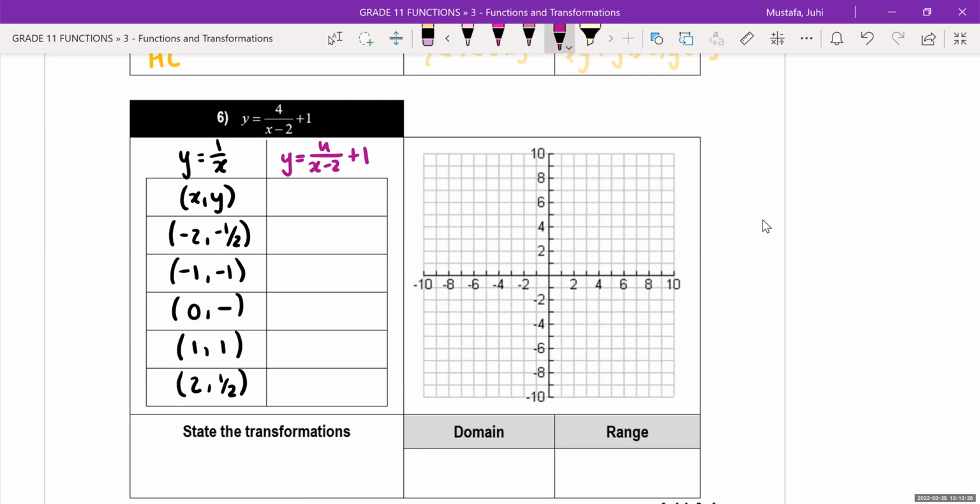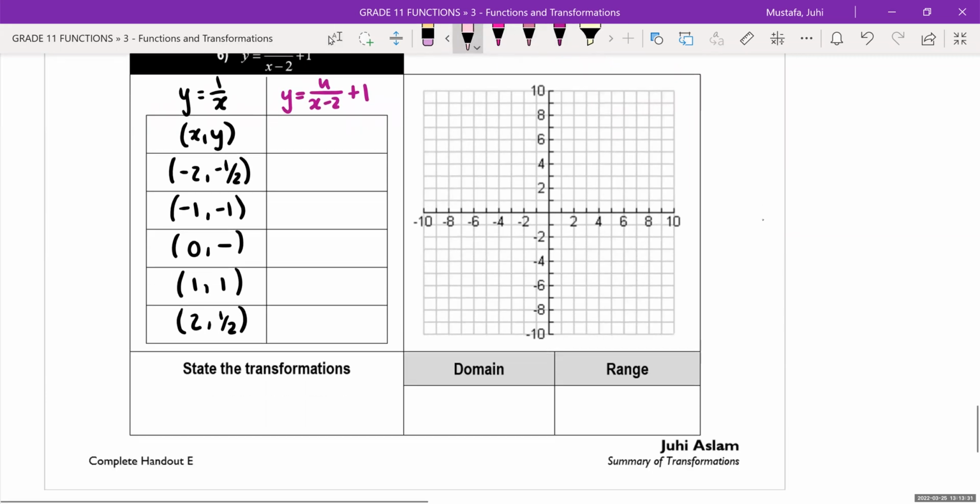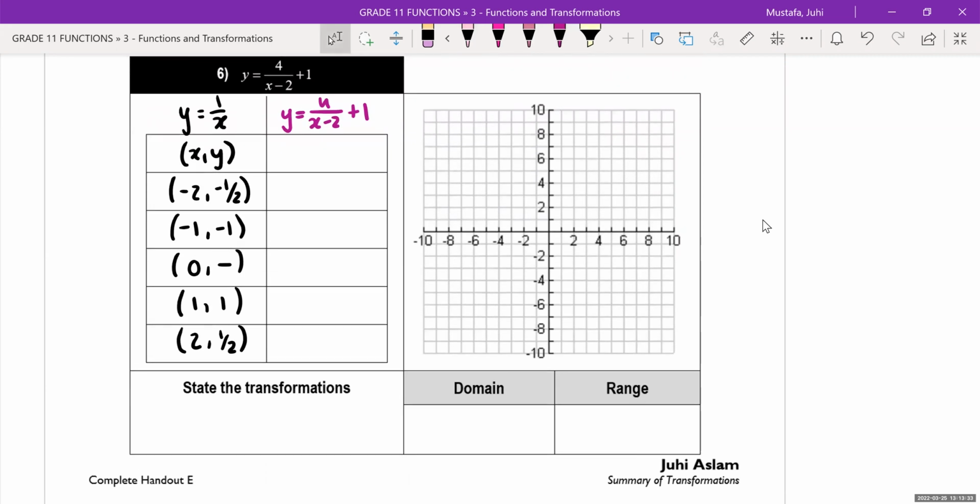So let's list our transformations while we're here. The 4 represents a vertical stretch by a factor of 4. x minus 2 tells me there is a horizontal translation 2 units to the right. And that positive 1 tells me there is a vertical translation 1 unit up. So the 4 is the vertical stretch, x minus 2 is a horizontal translation, and the plus 1 is a vertical translation.